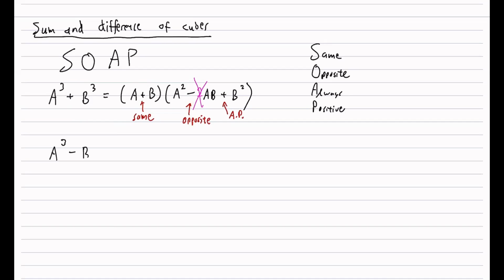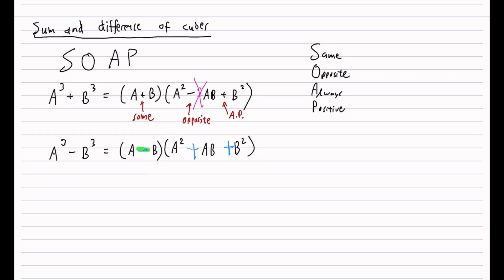Why do I need to use this same, opposite, always positive? Because for a cube minus b cube, there's another identity. You just have to copy down the exact same letters: a, b, bracket, bracket, a square, ab, no 2, b square. Then can you tell me what are the plus minus signs I should put down? Here should be.